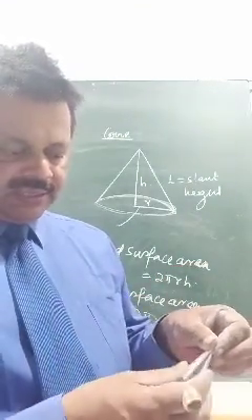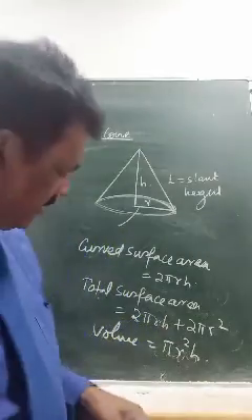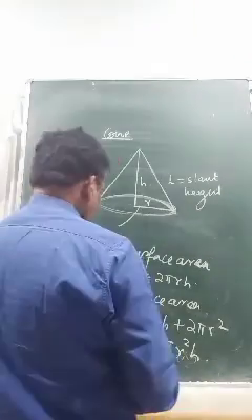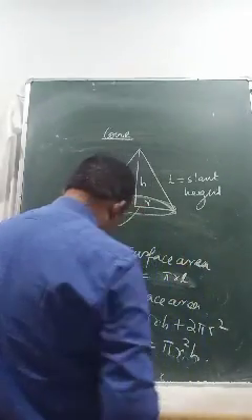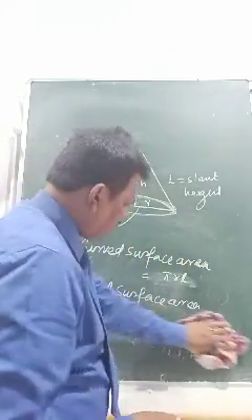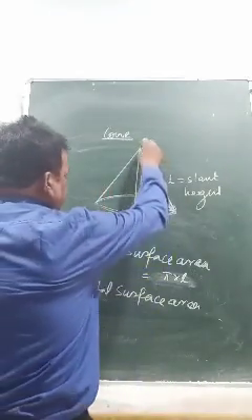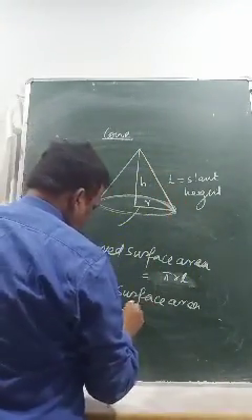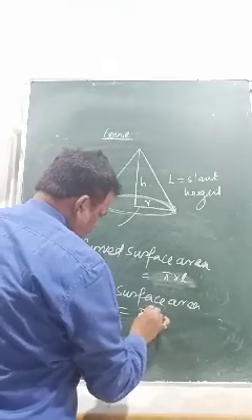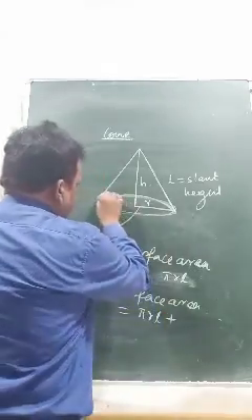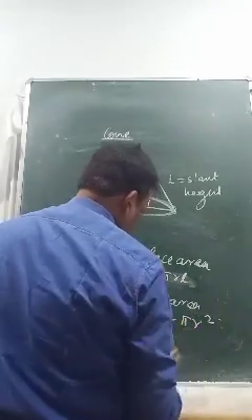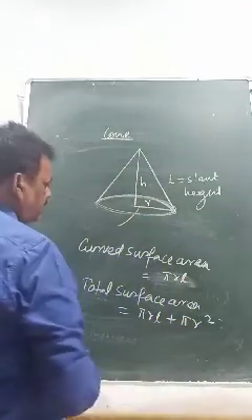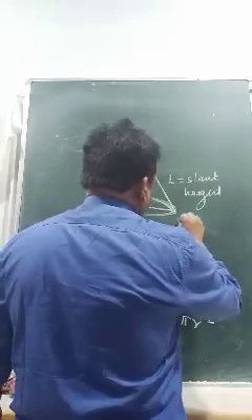So the curved surface area will be pi RL. Total surface area will be, L means what? L is the slant height. So that is pi RL plus base area. Base area means pi R square. Okay, this is nothing but 1/3 of a cylinder.